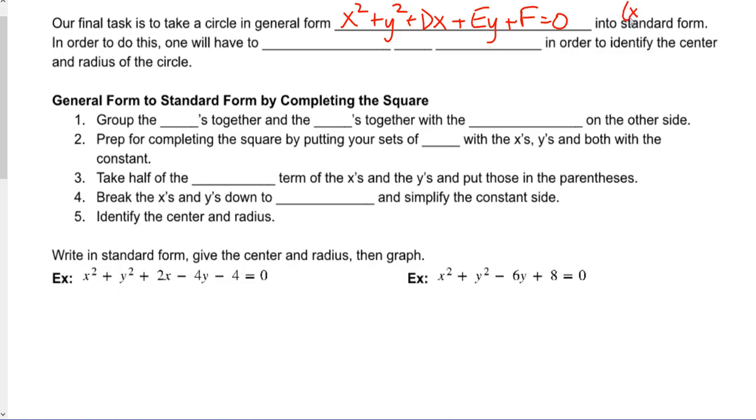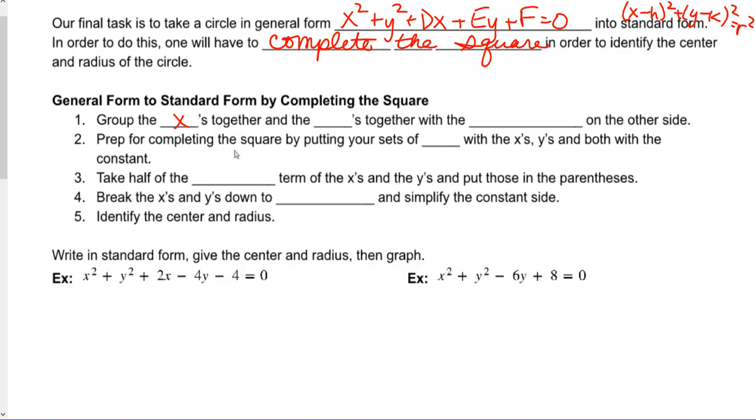And remember what standard form was. (x minus h) squared plus (y minus k) squared equals r squared. And so notice that we're forcing it to be a quantity squared. So in order to do this, we will have to complete the square in order to identify our center and our radius in our standard form. So this is how we're going to do it. Here are 5 simple steps that we can use in order to get there.